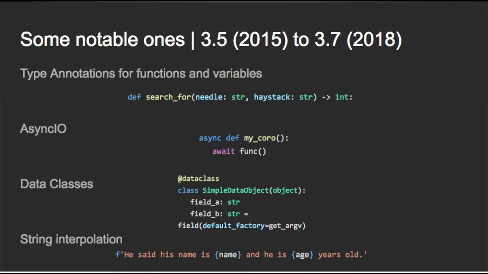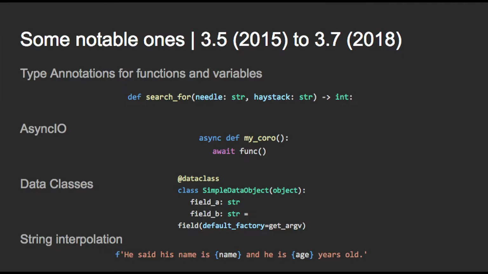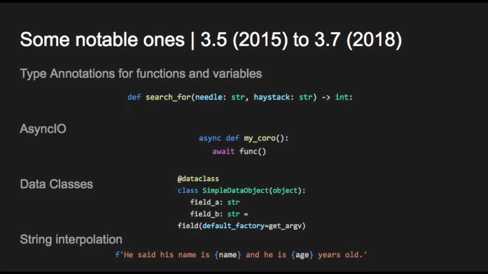Async I/O, so asynchronous programming is now native and works quite well. Data classes, another way of doing some more typing, so that's kind of popular. It's still not a statically typed language. There are no plans whatsoever to make it statically typed, but there are obviously uses for it, and Python wants to take advantage of those. And then minor little things, like string interpolation. But this is just since 2015 to 2018.